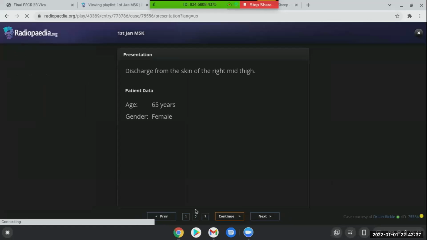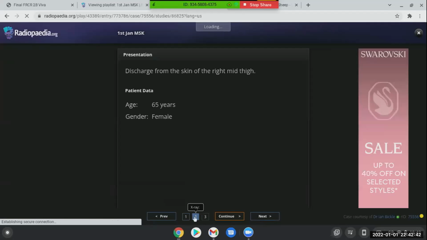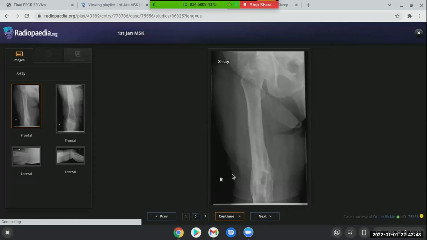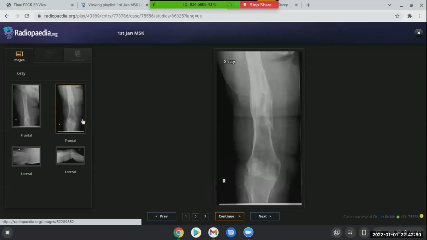And this was, as you rightly said, chronic osteomyelitis with sequestrum in the middle. Actually the sinus is not very well seen here, but this is the sinus tract. It's not very well seen, of course. So this was chronic osteomyelitis.